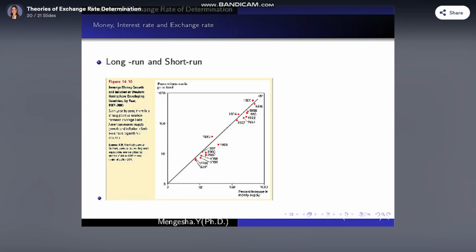Looking at data from Latin America, we see a strong positive correlation between money supply growth and inflation rates over several years. This empirical evidence supports the theory that rapid money supply increases lead to higher inflation. Understanding this connection is important for analyzing how monetary policy impacts exchange rates and economic stability in developing countries.